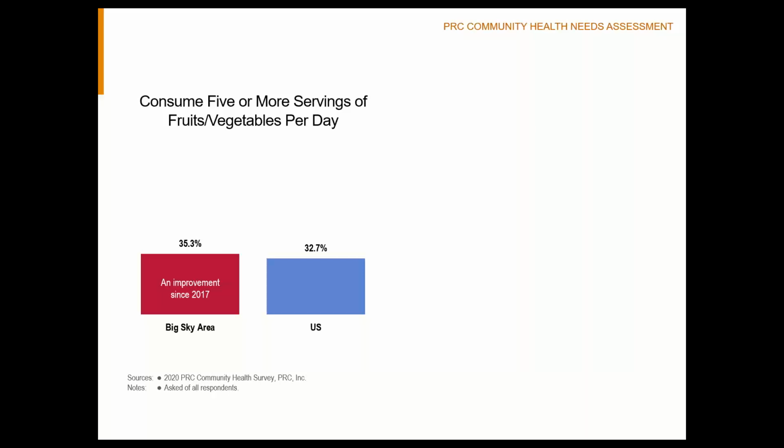And then comparing and combining those responses, we're able to determine if people are getting the recommended 5 or more servings of fruits and vegetables each day. And we found that only 35.3% of respondents consumed the recommended amount. However, this is similar to the US, and it's actually an improvement from 2017 findings.